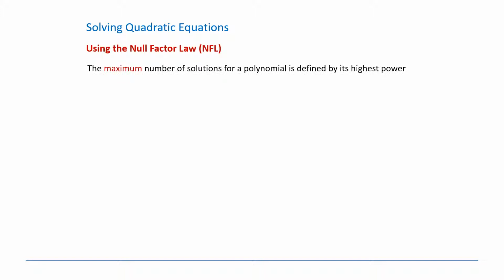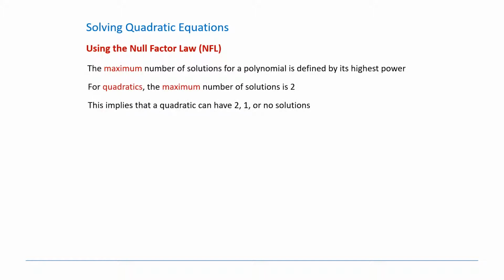The maximum number of solutions for a polynomial is defined by its highest power. For a quadratic, we know the highest power is 2. So therefore, for a quadratic, the maximum number of solutions will be 2. So for quadratics, you can have either 0 solutions, which is no solutions, or 1 solution, or 2 solutions. The maximum number is 2.